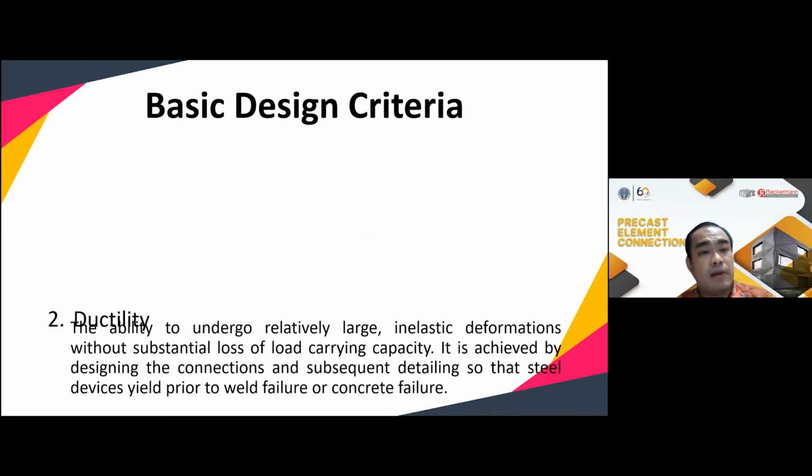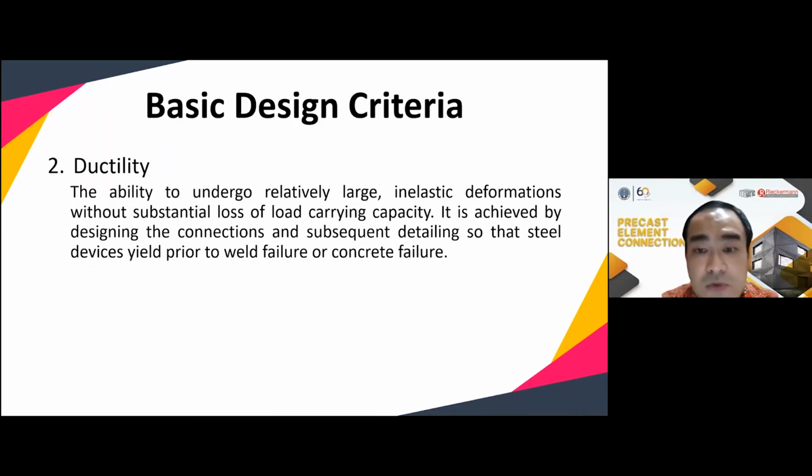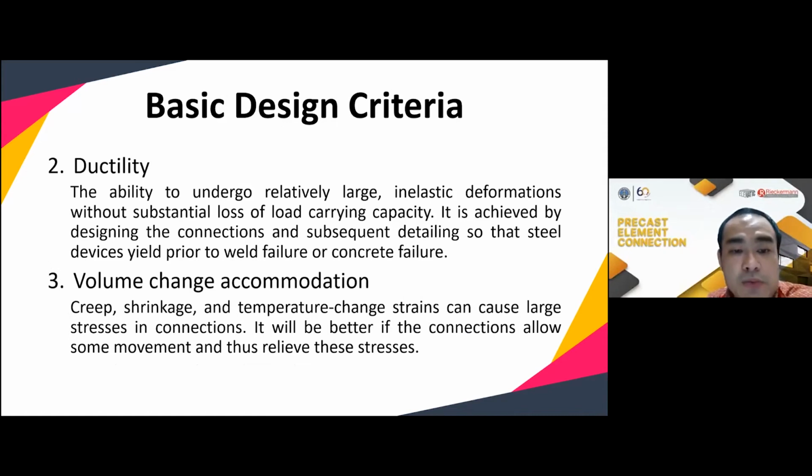So the second criterion is ductility. Ductility is the ability to undergo relatively large deformations without substantial loss of load carrying capacity. Usually, to achieve ductility, we design the steel devices to yield prior to weld failure or concrete failure, so the connection doesn't lose its load carrying capacity.